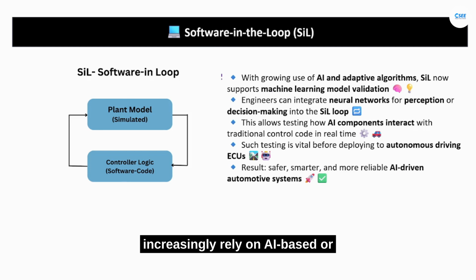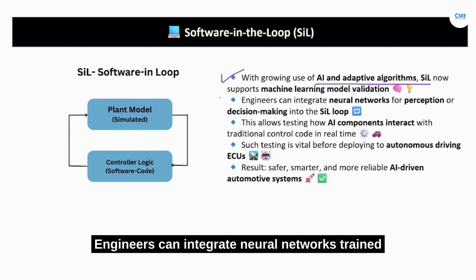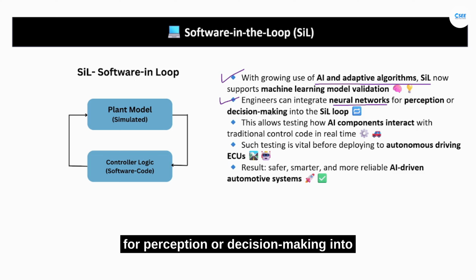As automotive systems increasingly rely on AI based or adaptive control algorithms, SiL environments are also being used to validate machine learning models. Engineers can integrate neural networks trained for perception or decision making into the SiL loop, testing how these AI components behave alongside traditional control code before deploying them in autonomous driving ECUs.